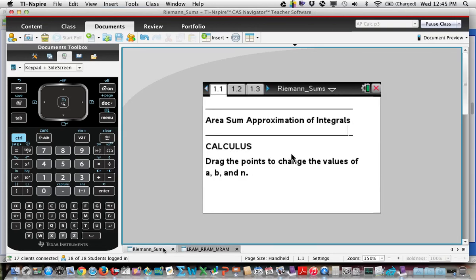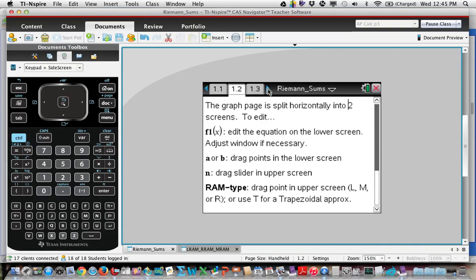All right, let's open up the other document I sent you. Riemann sums. I think if you go under the AP Calc Period 3 folder is where that is. Okay, this one's called Riemann sums. And this one's very much the same thing, but it lets us do something a little bit different.